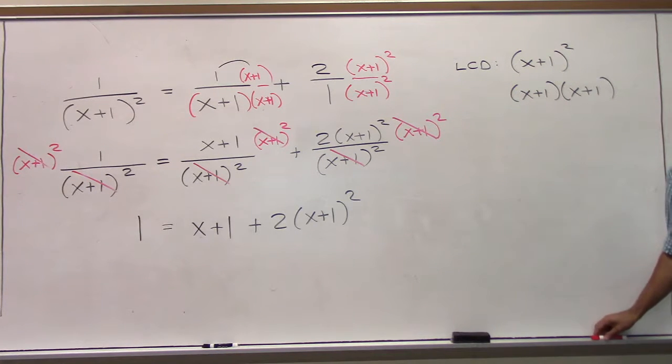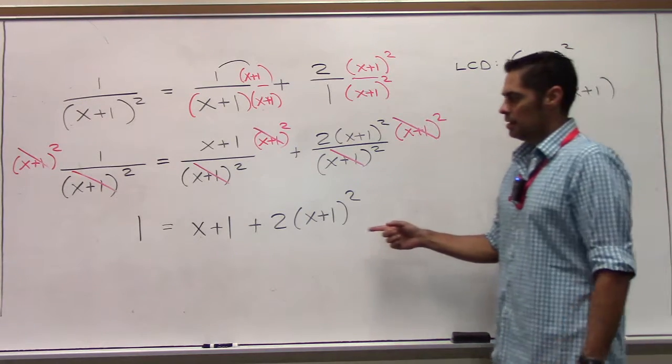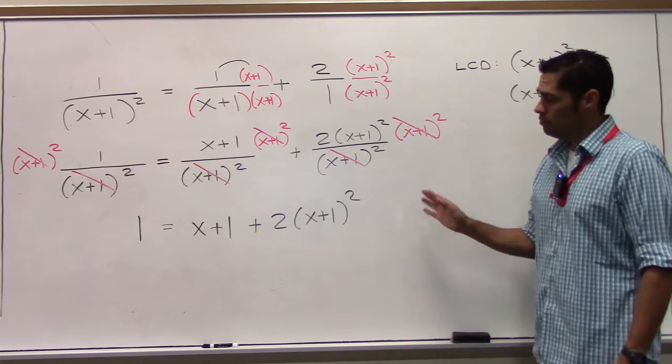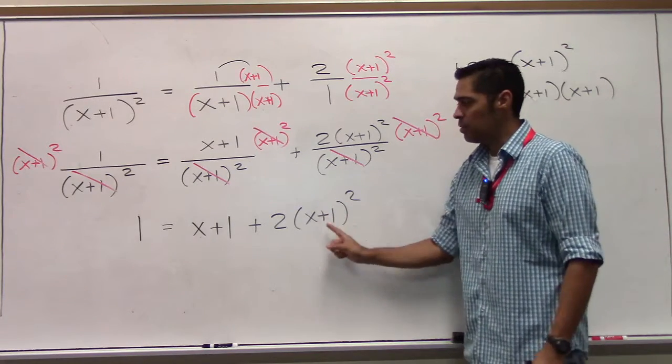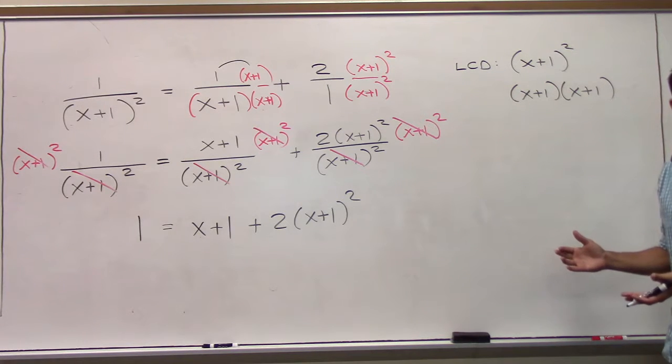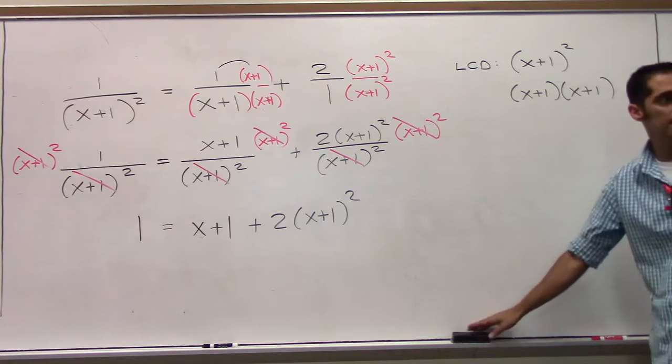And what type of equation is this? It's quadratic. It's a quadratic equation. So we see that because this is x plus 1 squared. But see, there's no more fractions. No more fractions. So we can proceed in solving this.